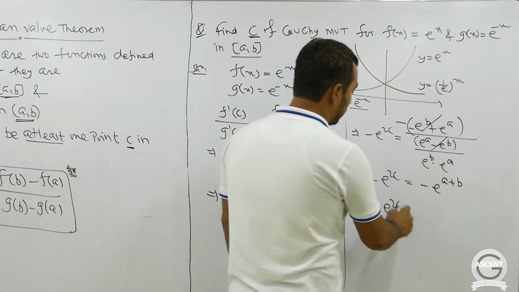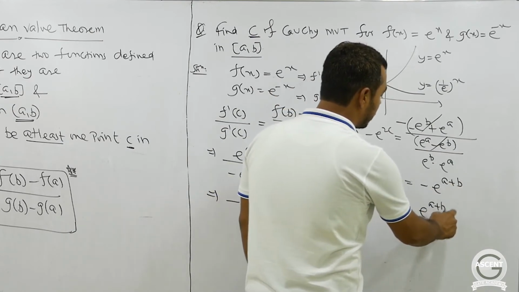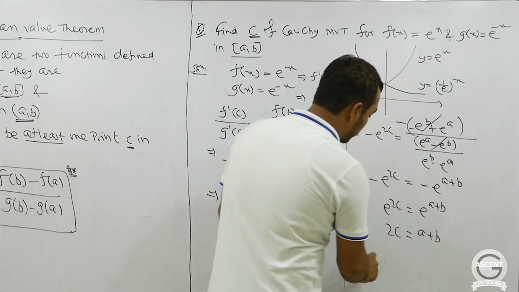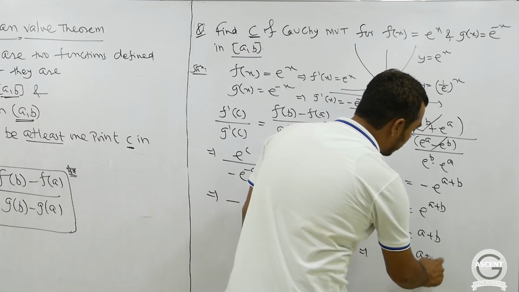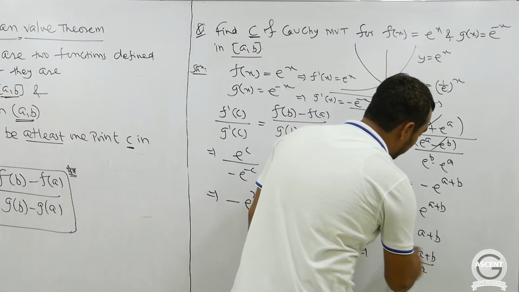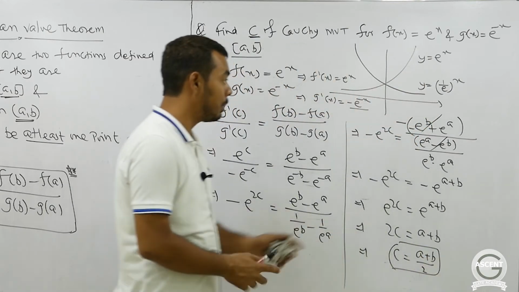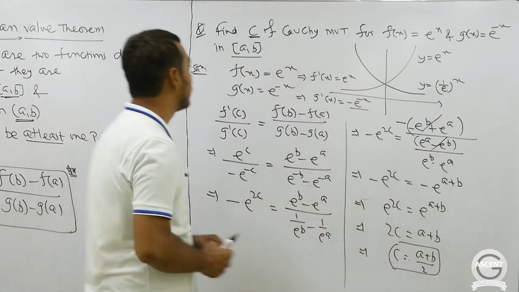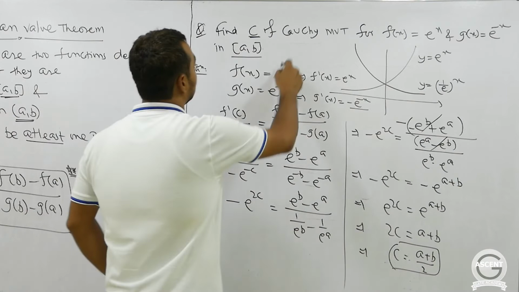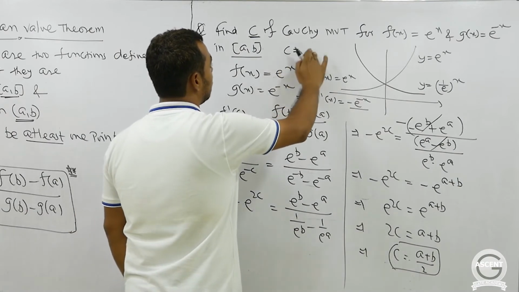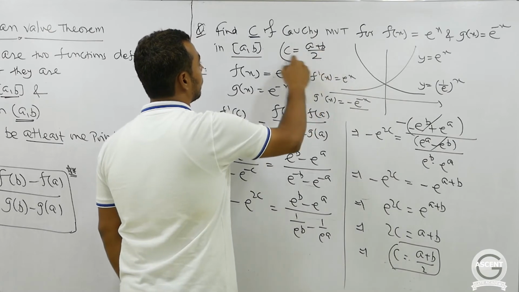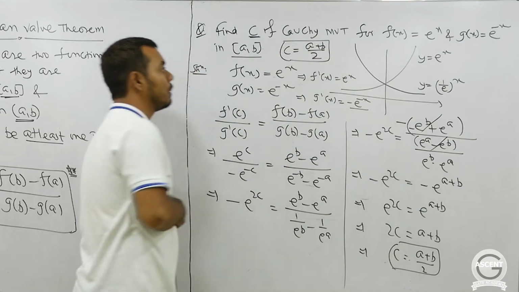So this means e to the power 2c is e to the power a plus b. If the base is same, we can equate the exponent. So we will get c equals (a plus b) by 2. And we all know that (a plus b) by 2 is nothing but the arithmetic mean of these two numbers. So this has to lie between a and b. Okay. So for the given problem, the value of c, for which Cauchy mean value theorem is satisfied, is (a plus b) by 2. So this will be the answer to our given problem.